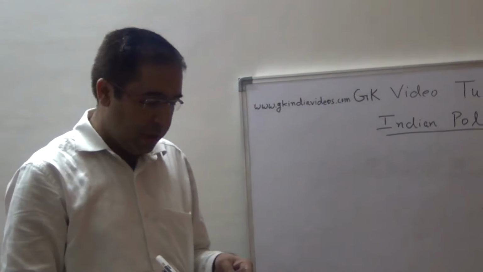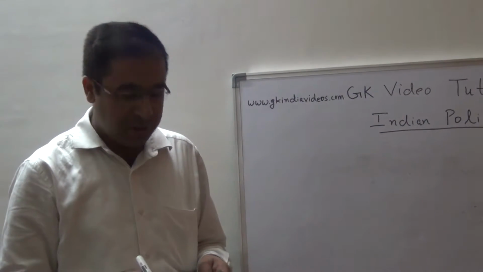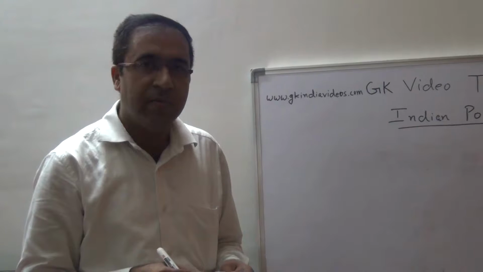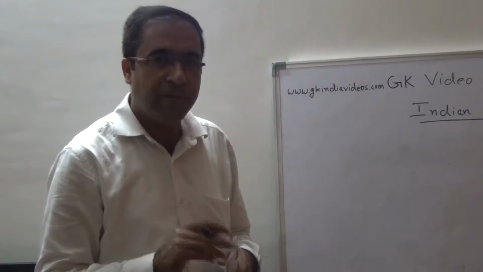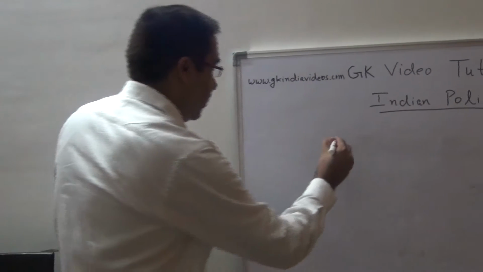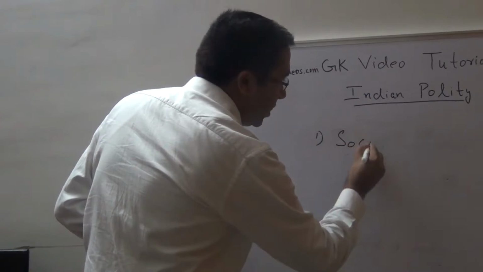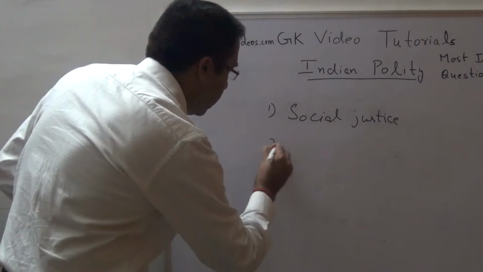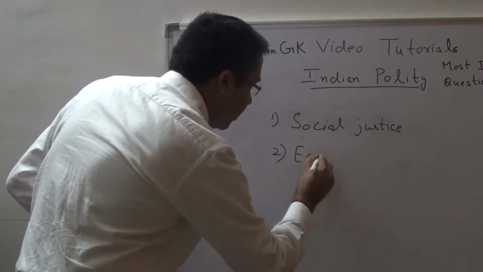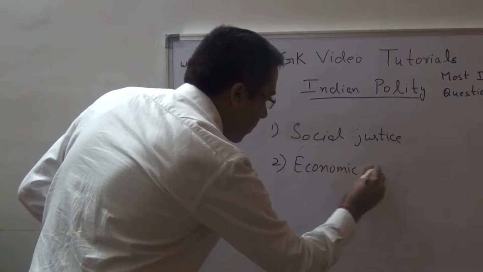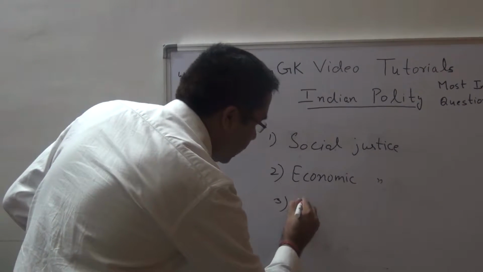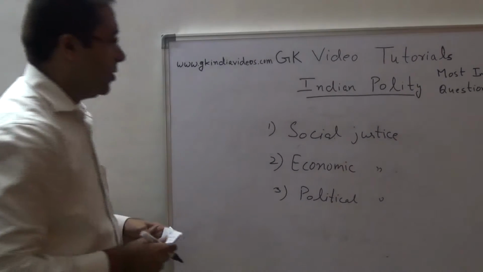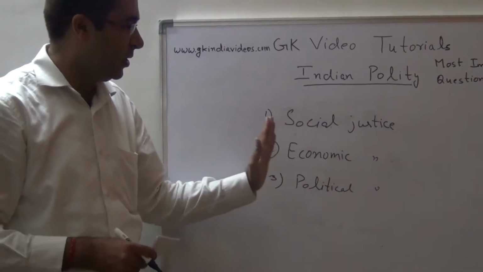Our next question is, the Indian preamble talks about justice, and what are the different types of justice given in the preamble of the Indian Constitution? So the preamble talks about 3 types of justice. That is, one is social justice, second is economic justice, third is political justice. So there are 3 types of justice given in the Indian preamble.